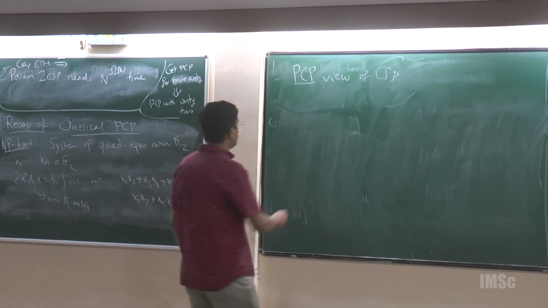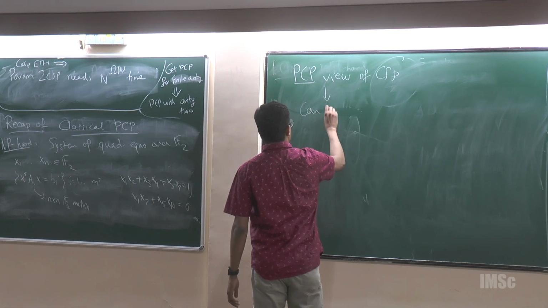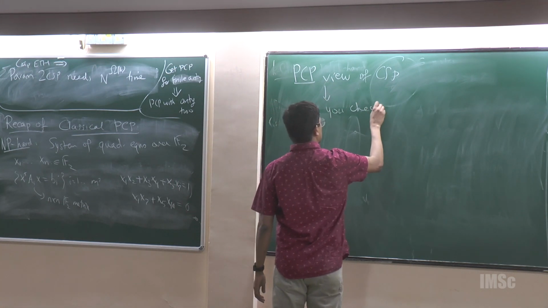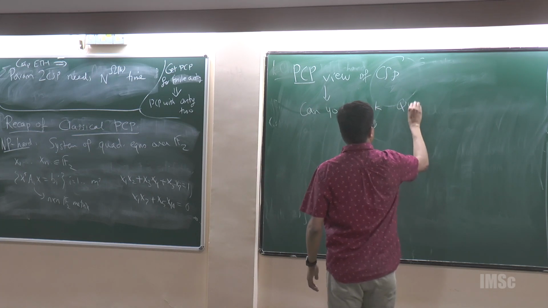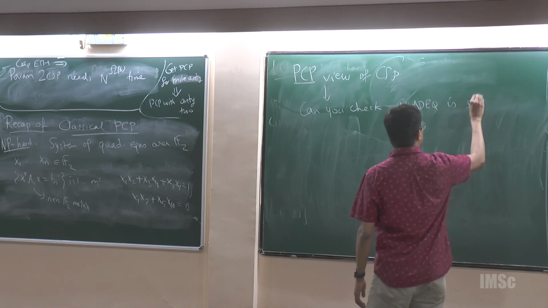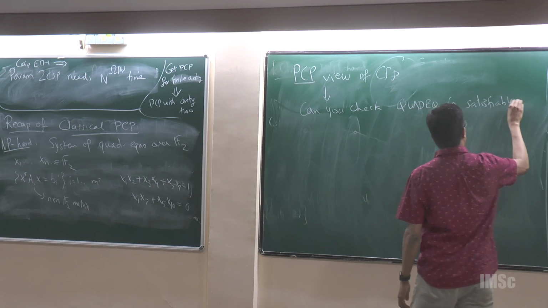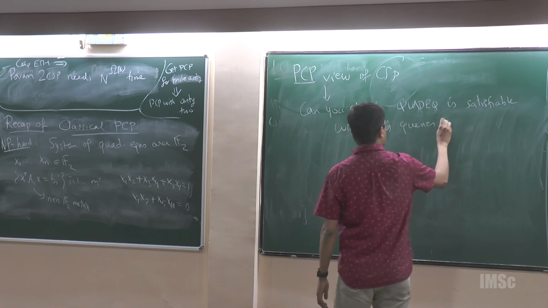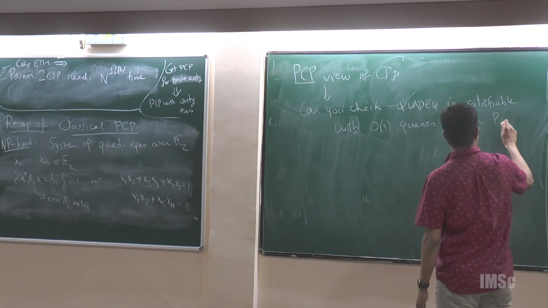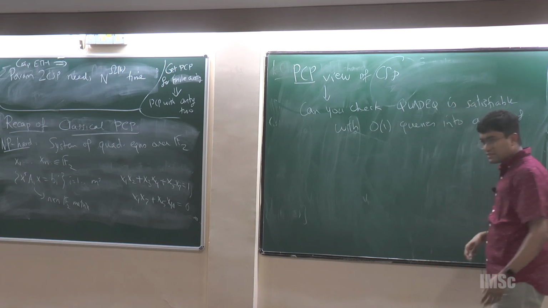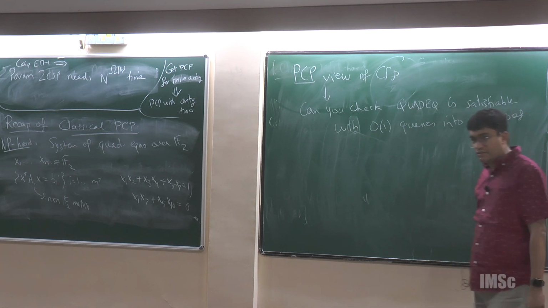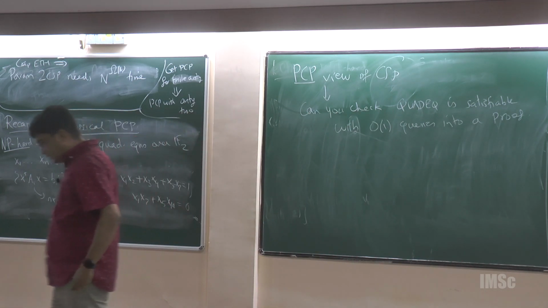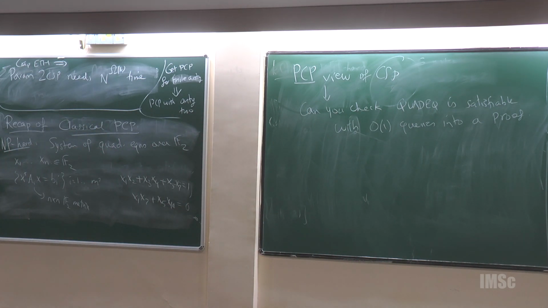So the question is, can you check the system of quadratics is satisfiable with order 1 queries into a proof? Proof or witness. It's a witness, but you're going to be lazy and only query it in constant places. The nice thing with NP problems is that if this is not satisfiable, no proof anyone gives you will be accepted. You will reject it with certainty.